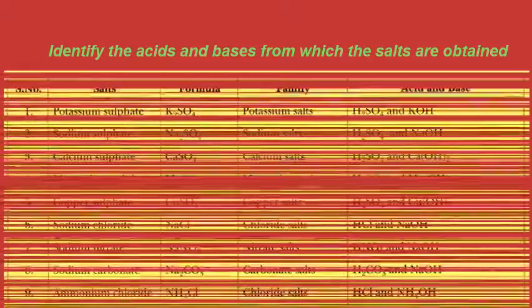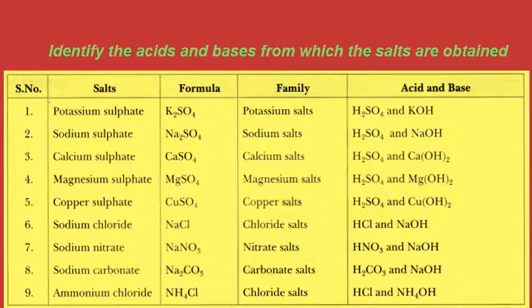Ammonium phosphate, ammonium carbonate. These are all the different families of salts: sodium, potassium, magnesium, ammonium. These salts can be formed from a strong acid and a weak base, or a weak acid and a strong base, like that, a combination. Okay, let us see them one by one.